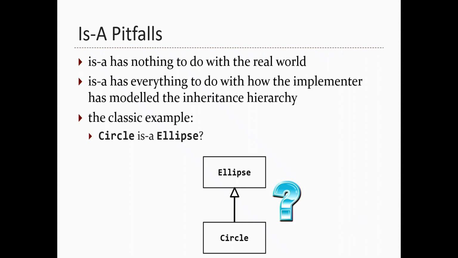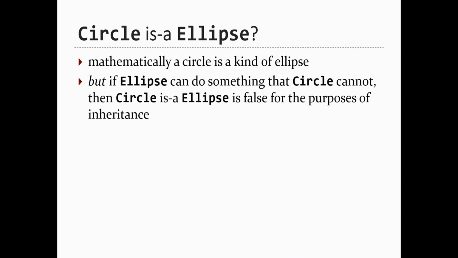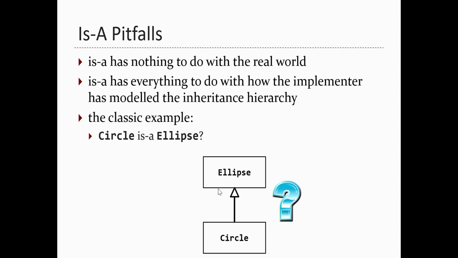It depends. Now mathematically, hopefully you know this by now, a circle is a kind of ellipse. A circle is just an ellipse where the semi-major and semi-minor axes have the same length. So that's true. That's the real-world definition of ellipse and circle. So if you were to believe that your program reflects the real world, this would be fine.